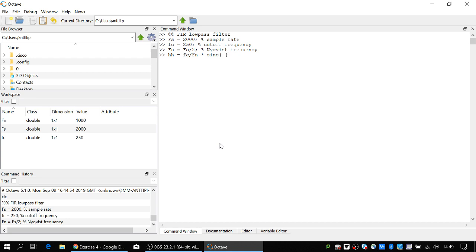meaning the n would be, say, -10 to +10, symmetric, times Fc divided by Fn. Okay. That's the window sink.